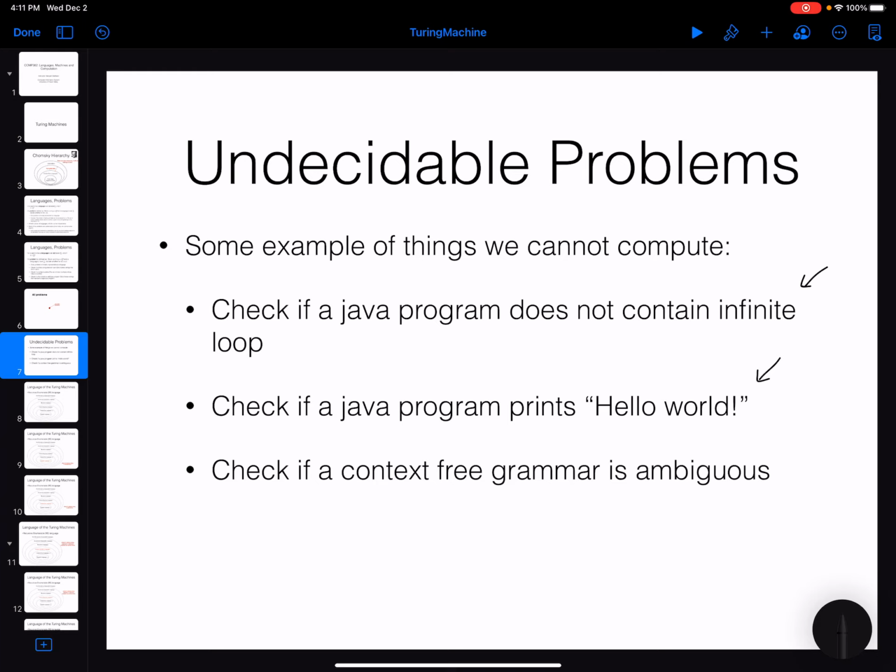Or for example, if we wanted to write a program that you give a context-free grammar, and you want your program to check if the context-free grammar is ambiguous or not. We cannot write a program for this. These are some undecidable problems which we are interested in, but unfortunately we cannot write a program for them.